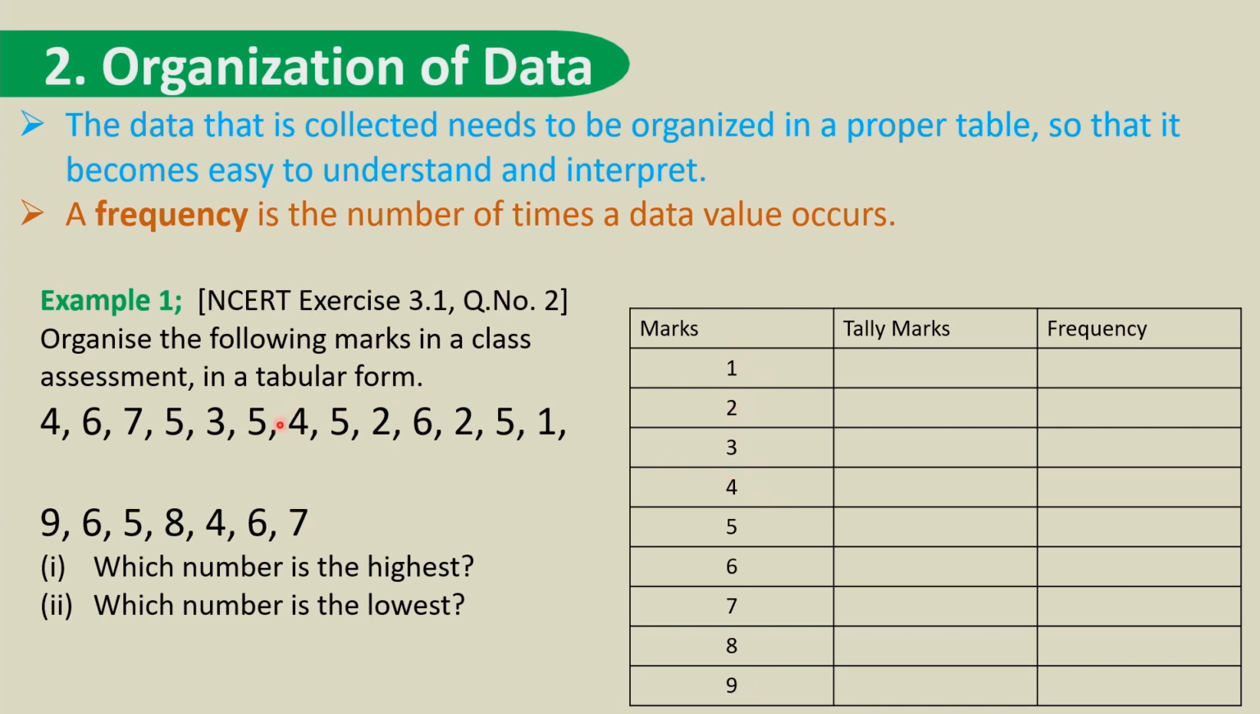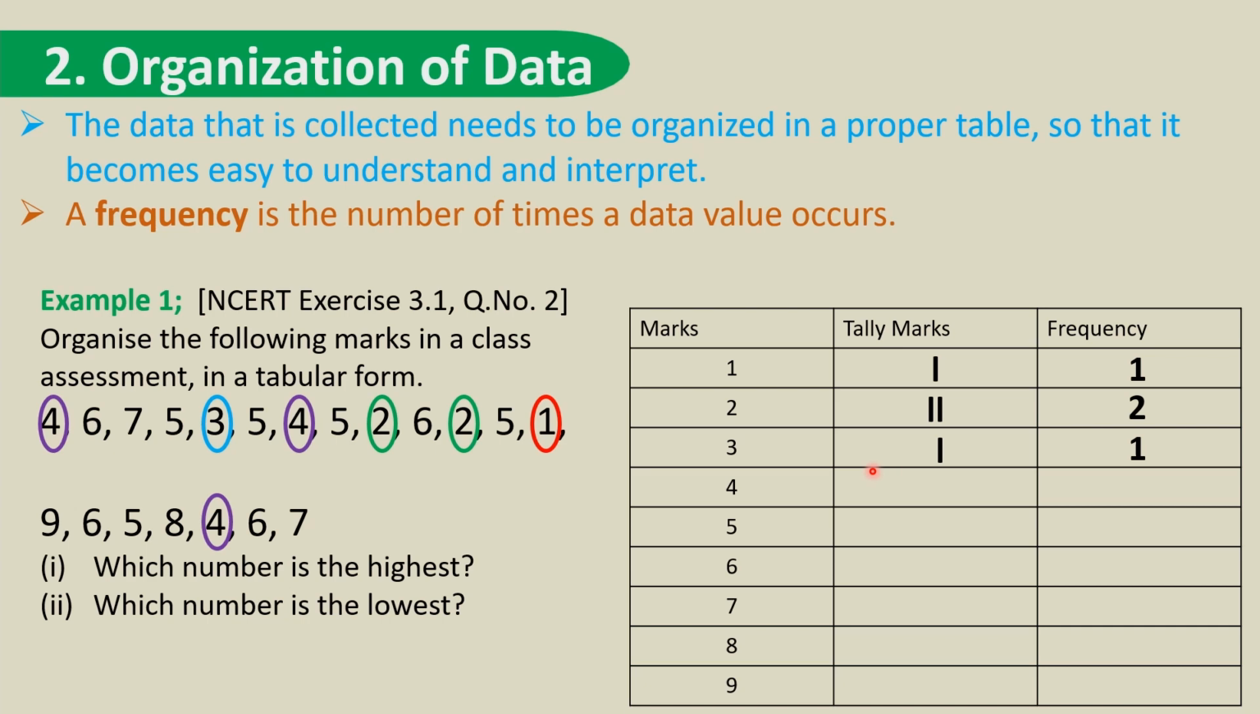Then count how many students secured 1 mark. We can see that only one student has 1, so the tally mark is 1 and the corresponding frequency is 1, which means one student secured 1 mark. Now look at 2. How many students secured 2? 2 students secured 2 marks, so the tally is two vertical lines, and the frequency we write is 2. Similarly, next, how many students secured 3 marks? Just count, again only 1 student. So the tally mark is 1, and the frequency will be 1.